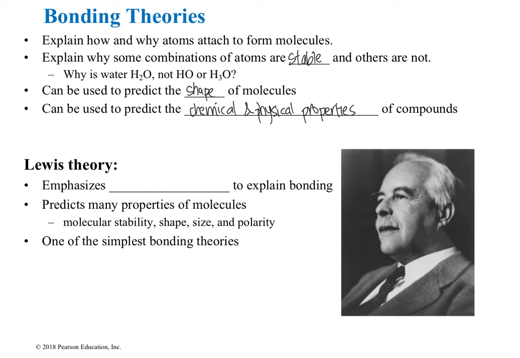Because the shapes are what governs how molecules interact with other things. The most basic bonding theory is the Lewis theory. It really emphasizes that the valence electrons are the active components in the bonds. And it helps us to predict molecules being stable, their shape, their size, and their polarity. I'll say it doesn't really help us predict the shape, but it will be a fundamental thing that we build off of later in order to think about the shape. Just because it's the simplest one doesn't mean we're going to get rid of it. We're just going to build upon it later.